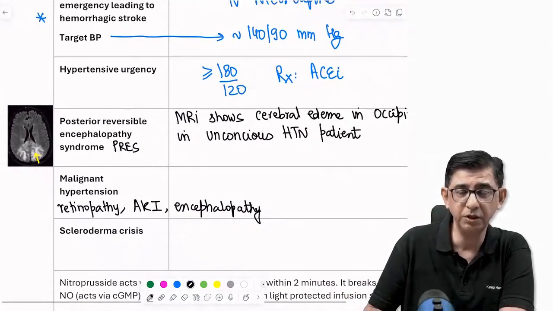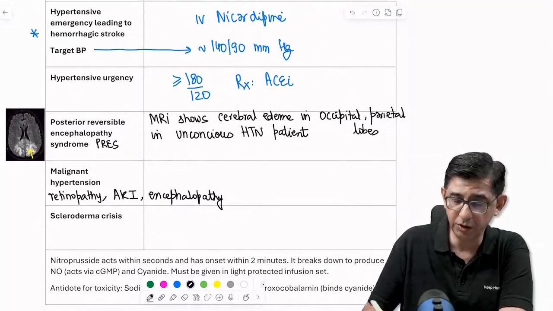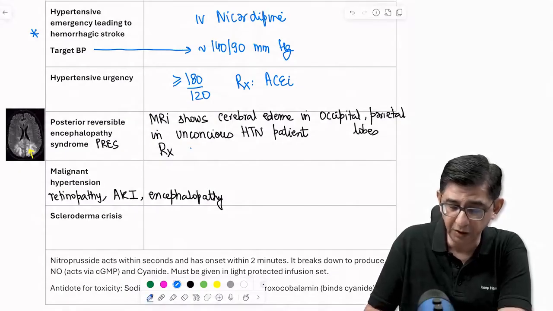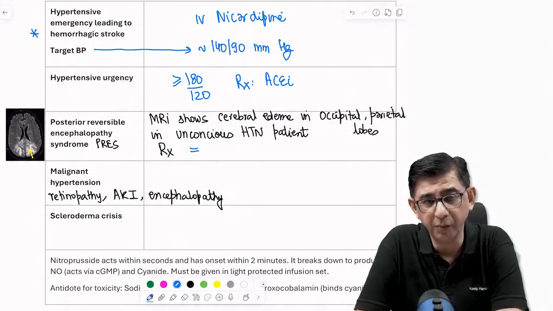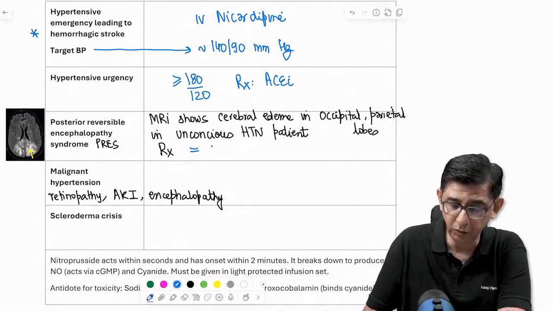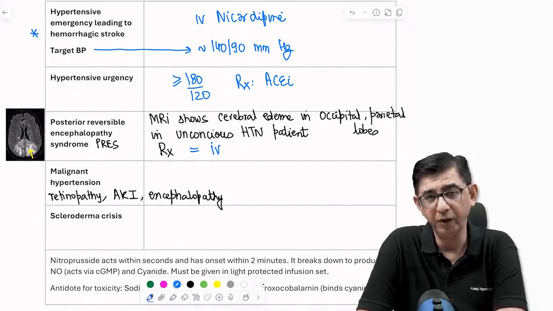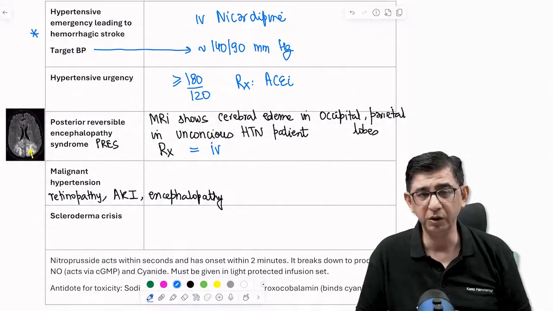The good news about this condition is that if we diagnose this condition on time, then we can treat this patient and make him recover. What is the drug of choice for PRES? The answer would be given as, ultimately I need to get the blood pressure back to normal in this patient. We have to make the blood pressure come back to normal in this patient.